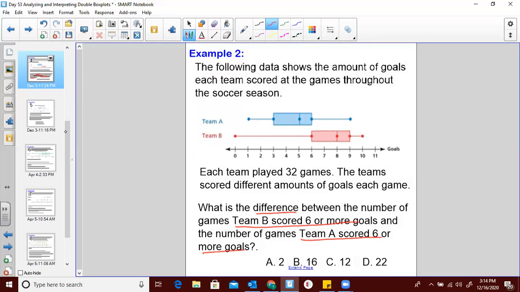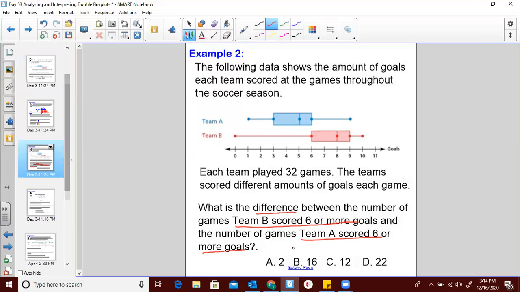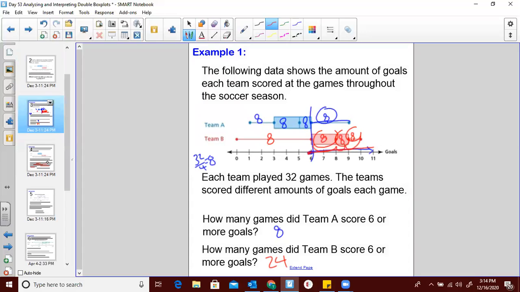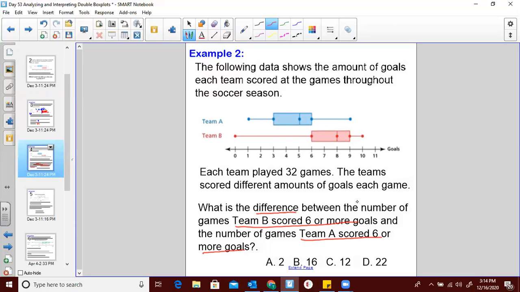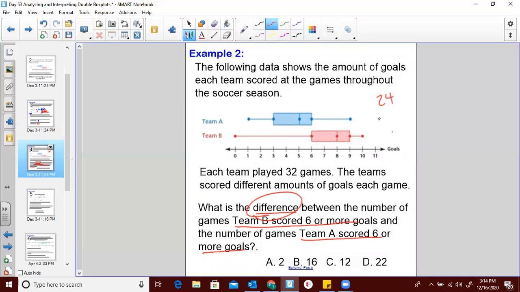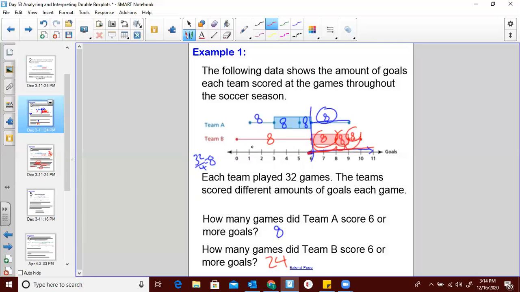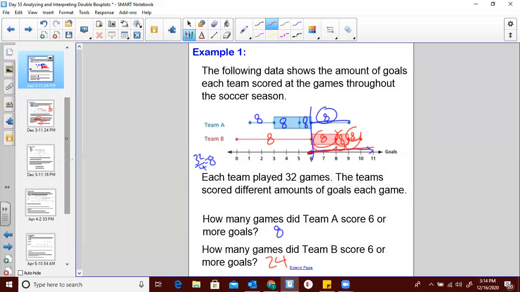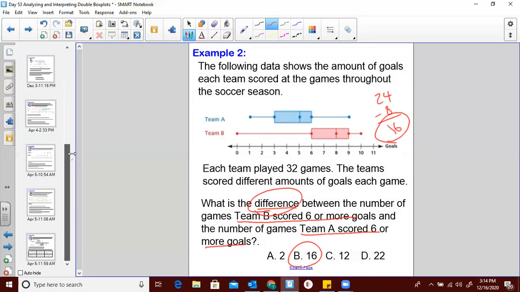We already kind of figured this out if you go back to the previous one. We know that Team B scored 24 and Team A scored 8. So let me ask you, what does difference mean? Difference means that we're going to subtract. So we take 24 minus 6, and that gives us 18. Wait, did I mess this up? No, it's 8 and 24. Sorry, I did mess this up. 24 minus 8 will give us 16. So our answer would be B. And that's using what we found in the previous question. No need to redo things if we've already done them once, unless we get them wrong, of course.